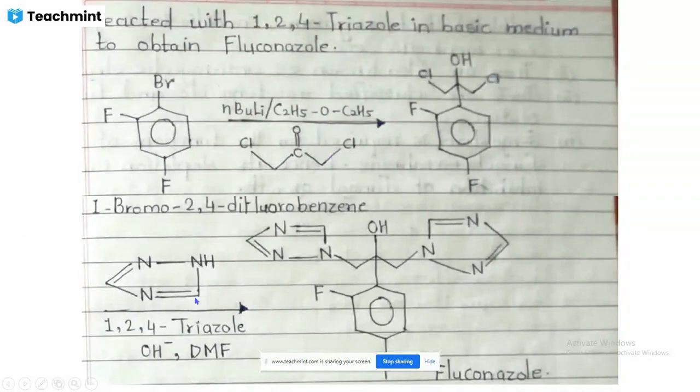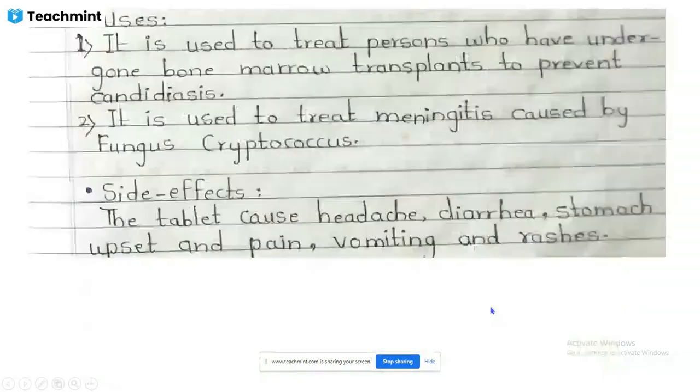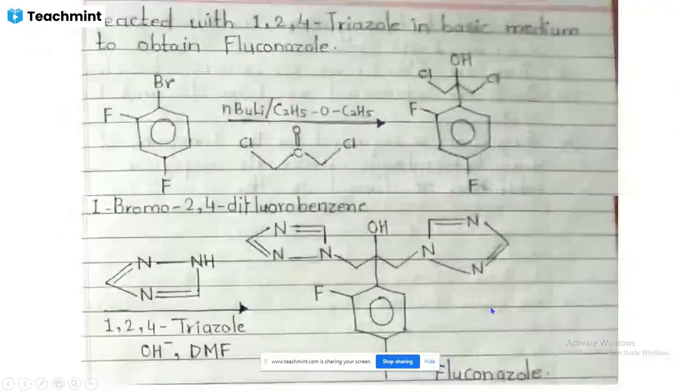Triazole is a five-membered ring containing three nitrogen atoms. So this type of product contains two triazole rings and one ring containing benzene having two fluorine atoms. So this is one of the drugs used to treat fungal infections. This is a complex structure having fluorine atoms, heteroatoms, and nitrogen atoms.